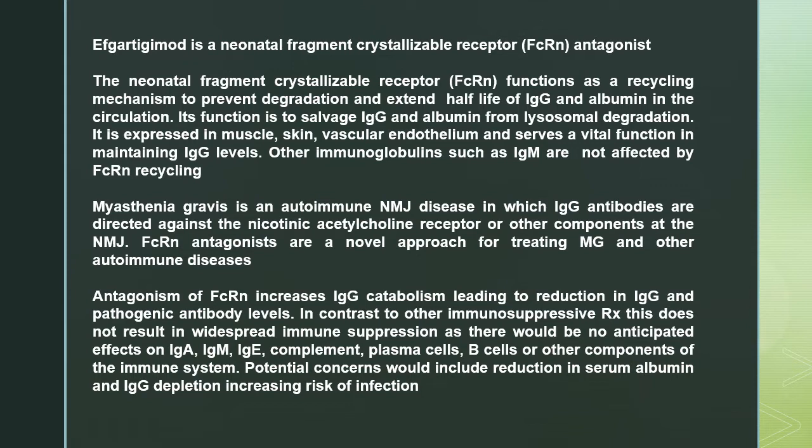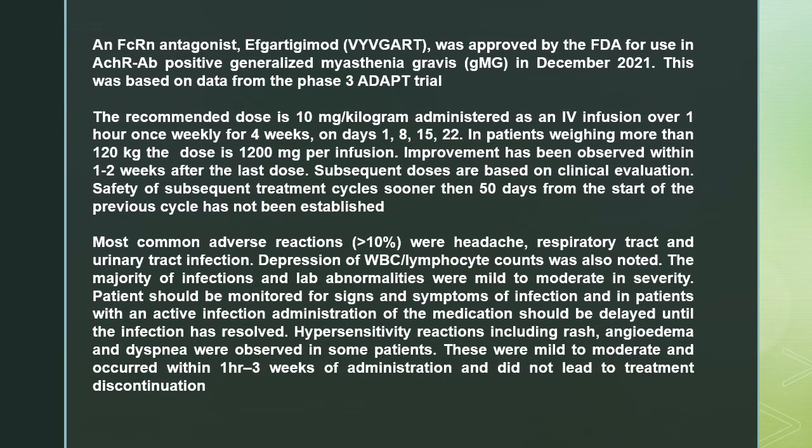Potential concerns would include reduction in serum albumin and IgG depletion, increasing risk of infection. An FcRn antagonist, Efgartigimod or Vyvgart, was approved by the FDA for use in acetylcholine receptor antibody positive generalized MG in December 2021. This was based on data from the phase 3 ADAPT trial.